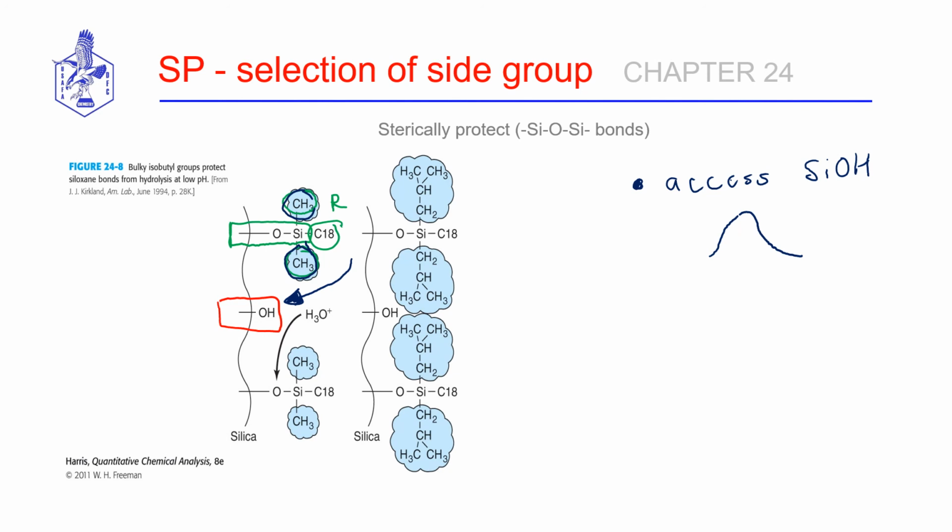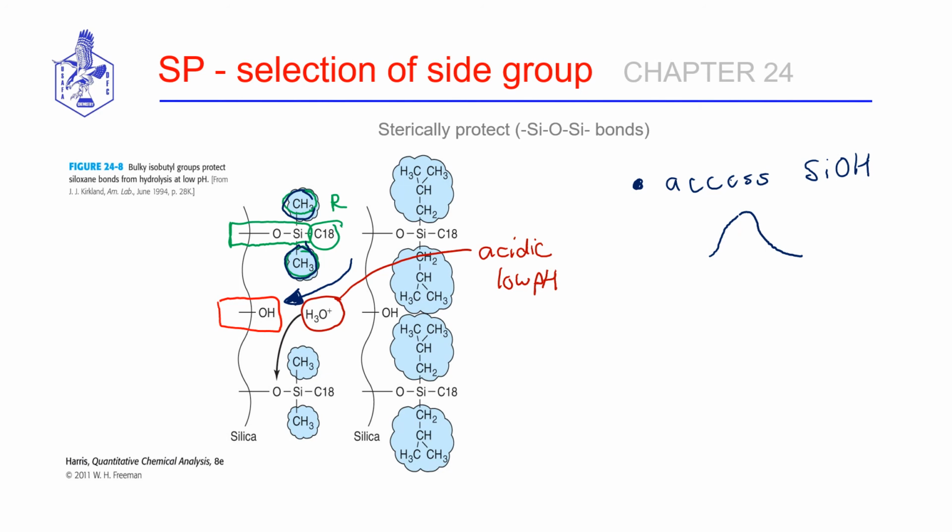Another disadvantage to having small side groups: we mentioned that sometimes we have to choose a separation in acidic conditions, low pH, and for good reason. Sometimes we want to have our species fully protonated. If the samples we're trying to separate have acidic groups, to keep that hydrogen ion on the molecule, we have to do that at low pH.